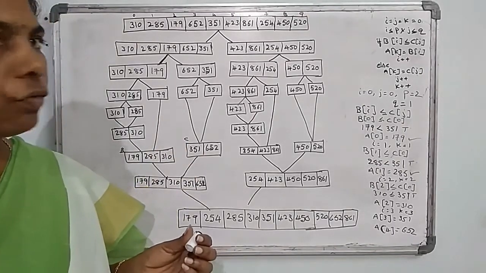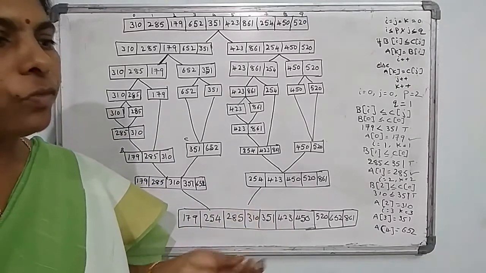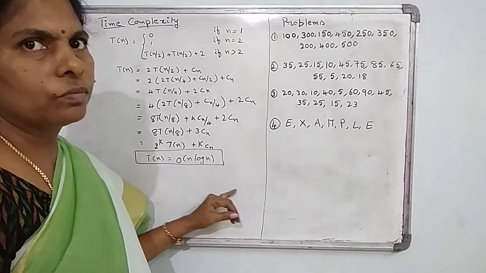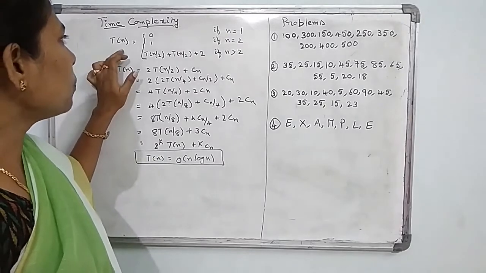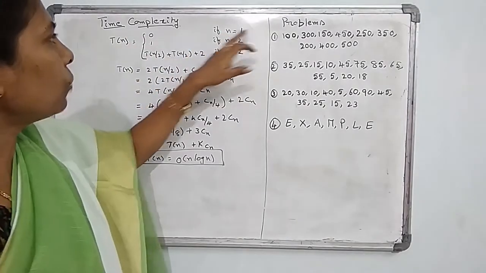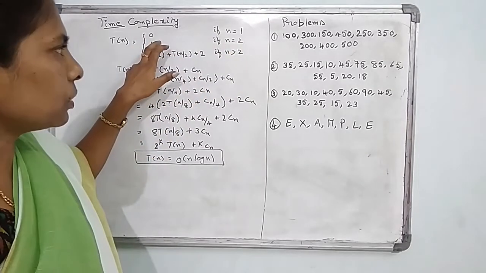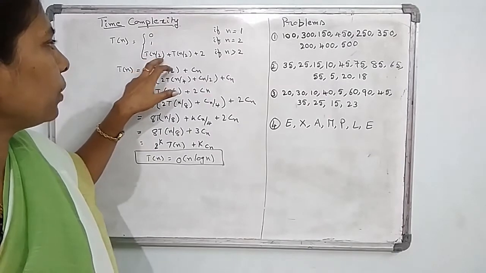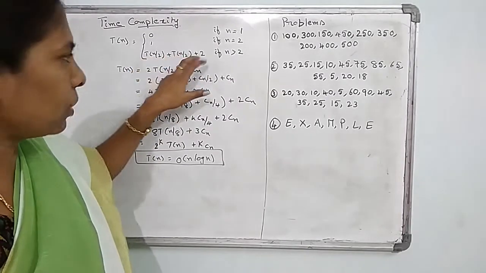Okay, now I will give you some other examples to work through. We will discuss the time complexity of merge sort. The time complexity for n elements: if n equals 1, the time complexity is 0. If n equals 2, the time complexity is 1. If n is greater than 2, the time complexity comes to be T(n/2) plus T(n/2) plus 2. That means you divide it into two halves.